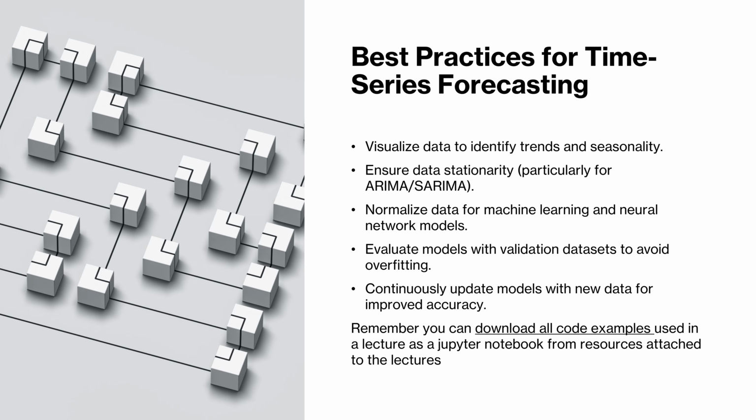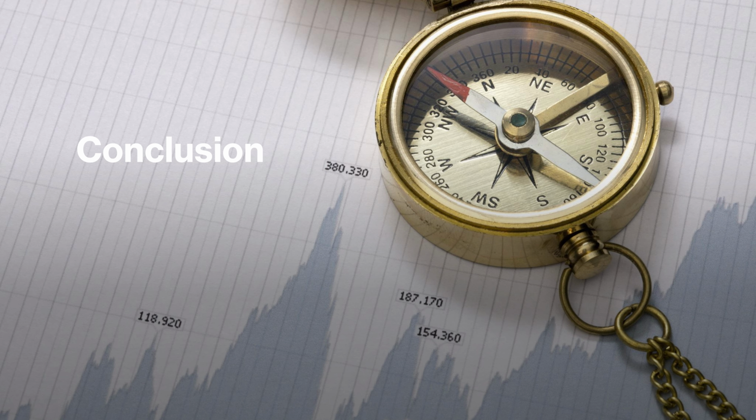Always reserve a portion of your data for validation. Testing your forecasts on unseen points prevents overfitting and tells you which approach generalizes best. And remember that markets change, so retraining or updating your models regularly with the newest data will keep your predictions sharp. All of the code examples we've discussed in this lecture are available as downloadable Jupyter notebooks, so you can review each step in detail and run them yourself.